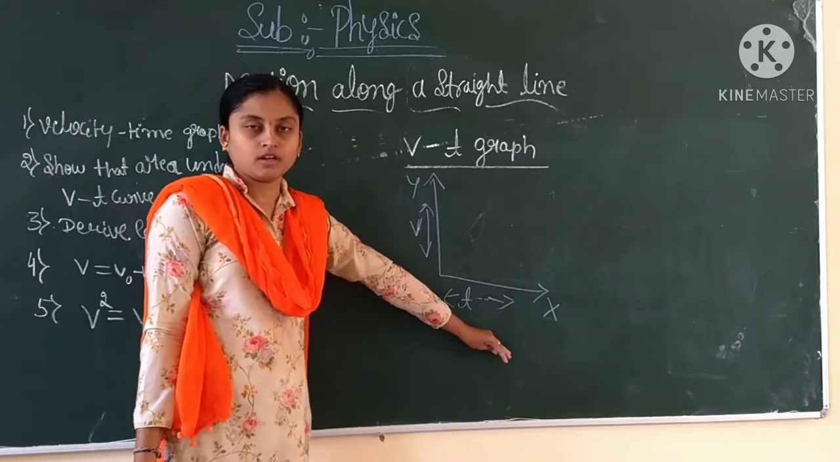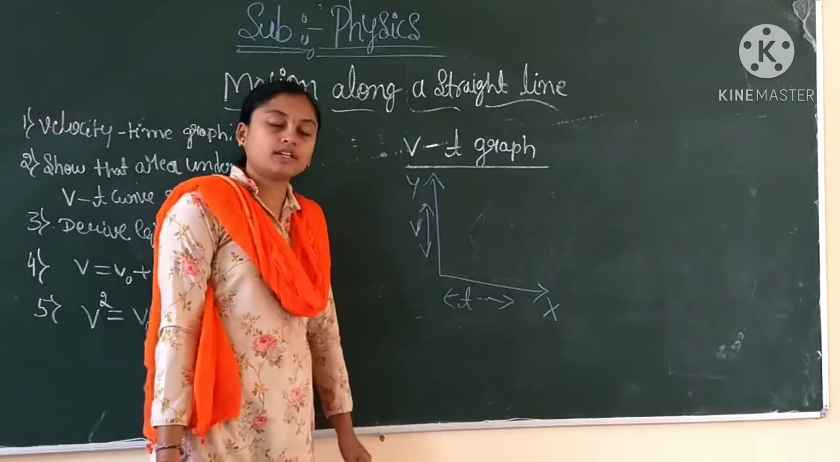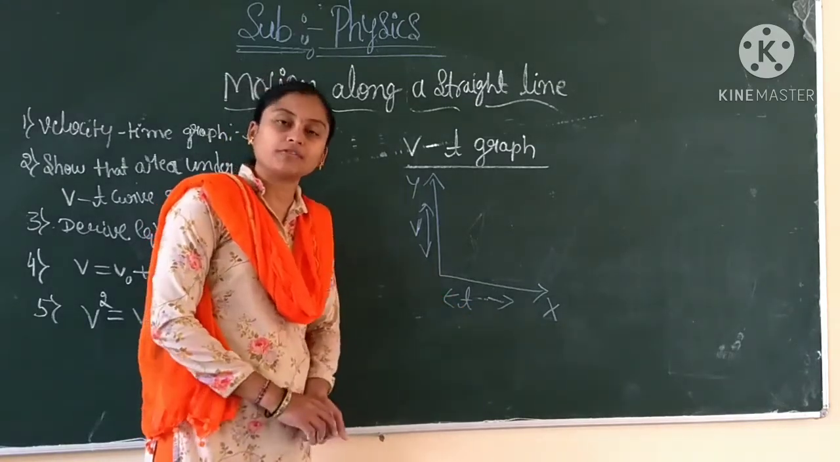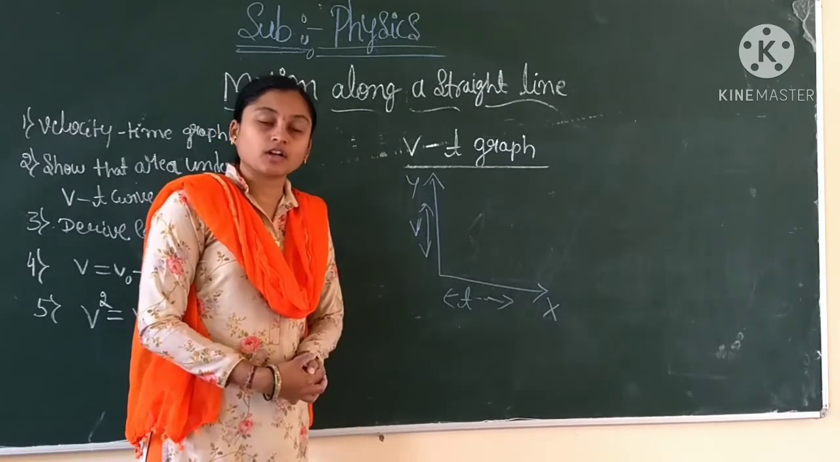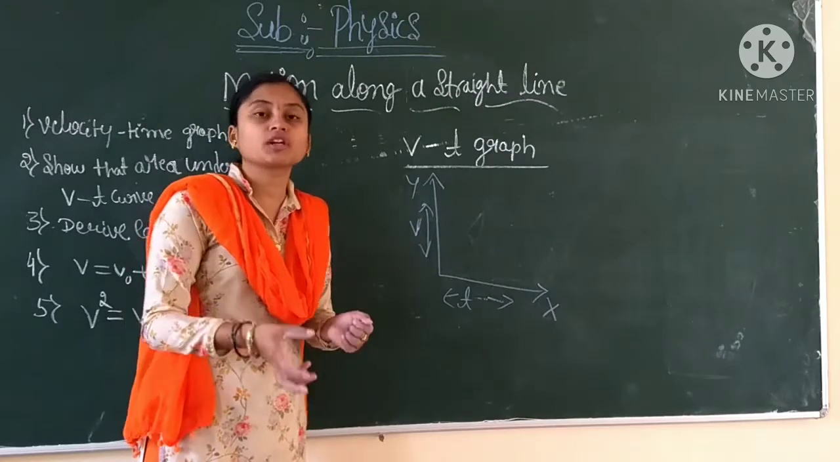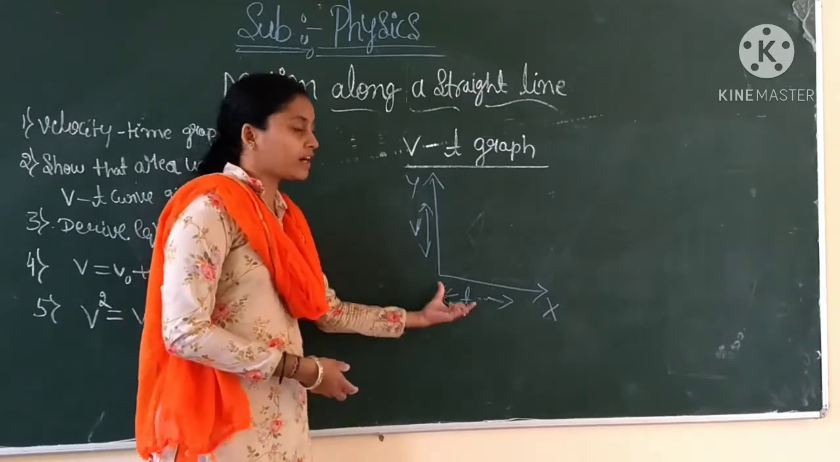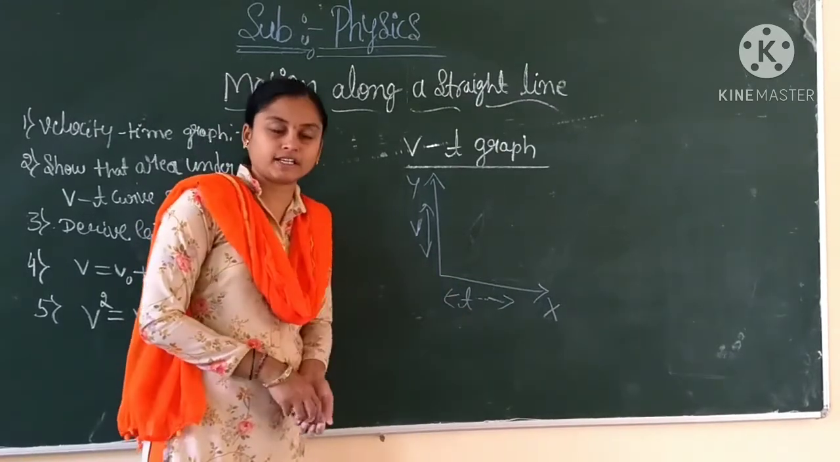graph. Here in this VT graph is very useful to identify the position of the particle, and also the type of motion of the particle can be identified by using the VT graph.